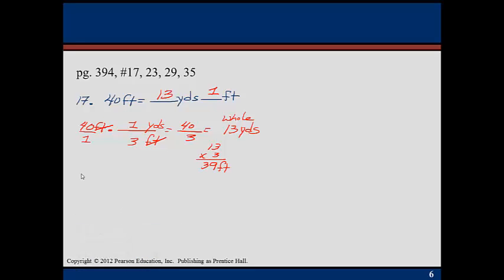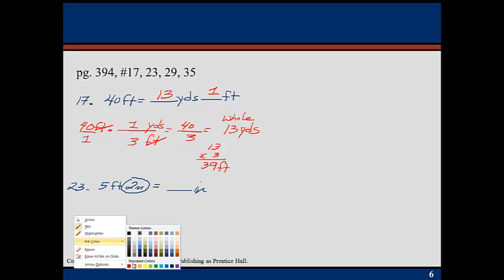We're going to try number 23. This time we have 5 feet and 2 inches, and we're converting into inches. So the 2 inches, we don't have to convert that. That's already in my units. But the 5 feet, it has to be converted.